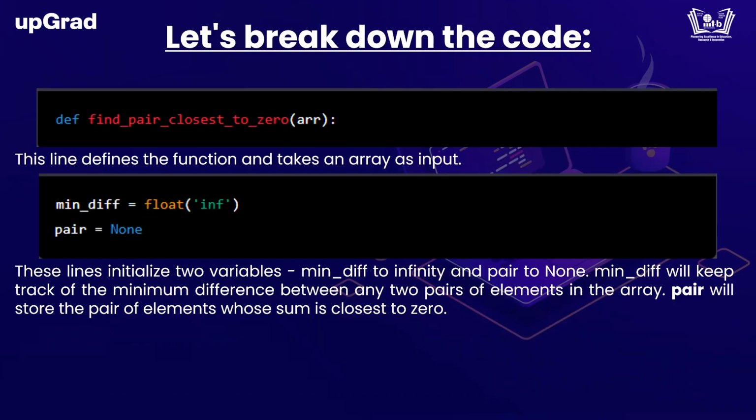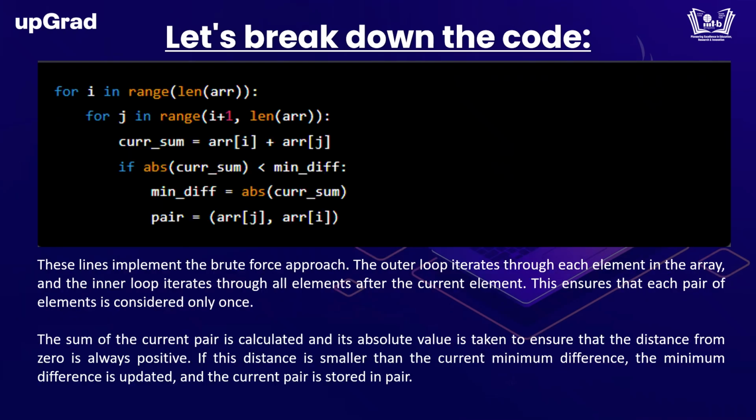Our first line of code defines the function which takes an array as an input. The next two lines initialize two variables: difference to infinity, and pair to None. Difference will keep track of the minimum difference, and pair will store the pair of elements in the array whose sum is very close to 0.